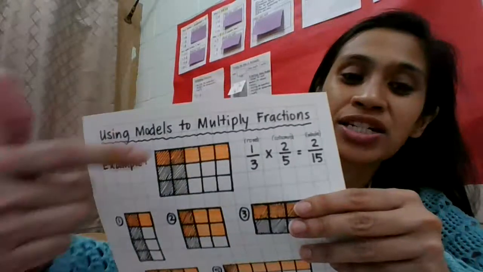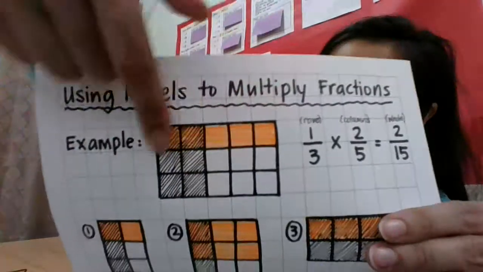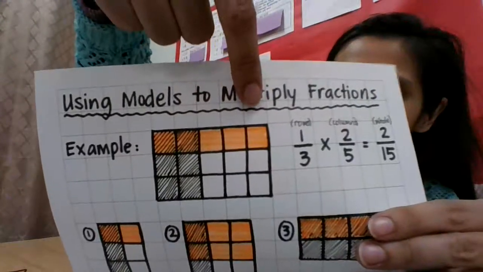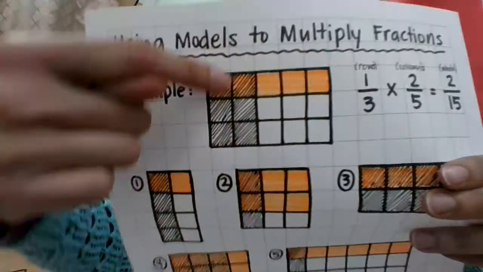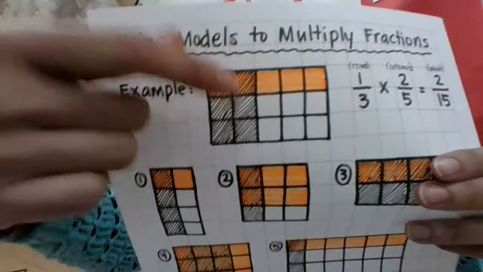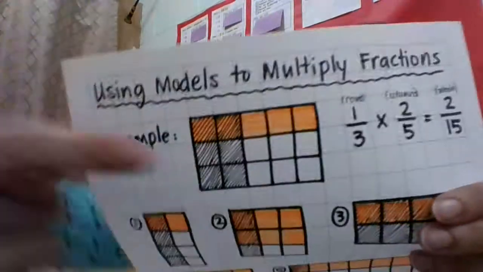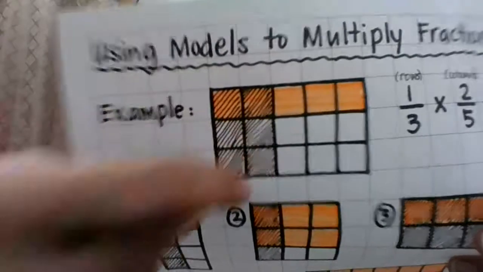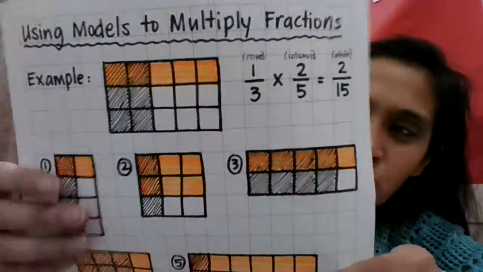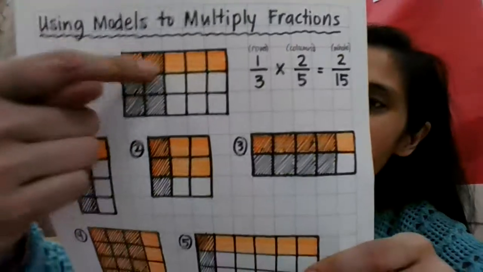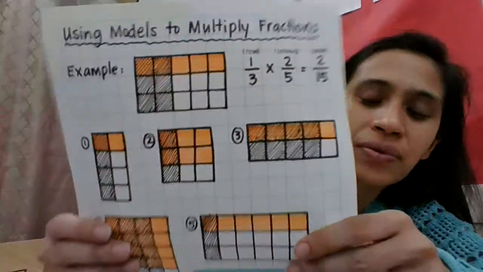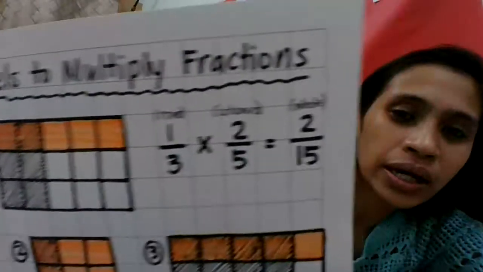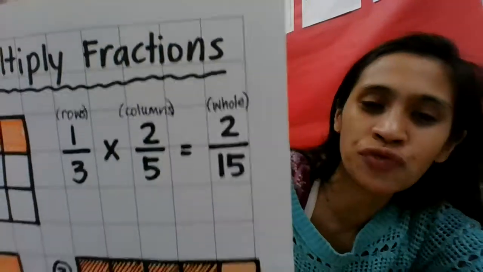And I shaded it a different type of way. So the first one, that 1/3, I used that orange highlighter. So you can use a color. And then for the 2/5, I used a black marker pen to just shade it that way. Okay, so do you see that 2/5? Because I have 1, 2 columns that are shaded out of 1, 2, 3, 4, 5. And the answer is 2/15.